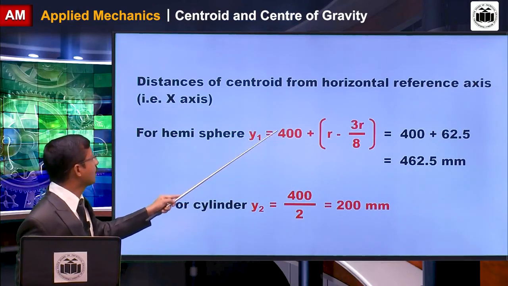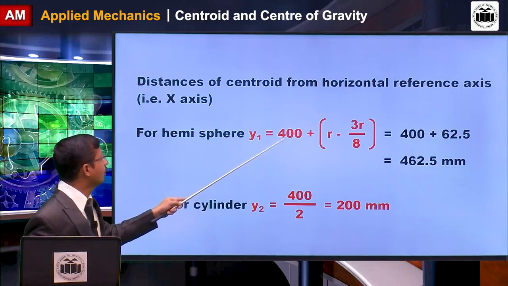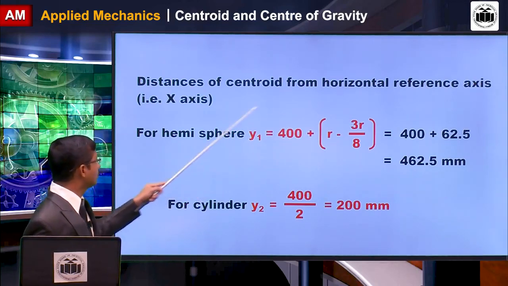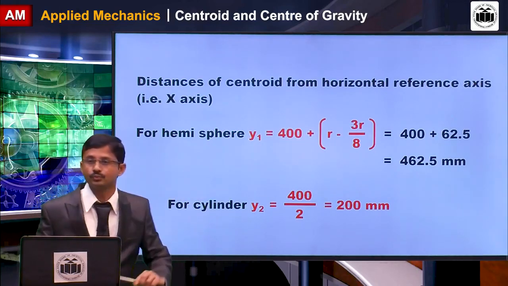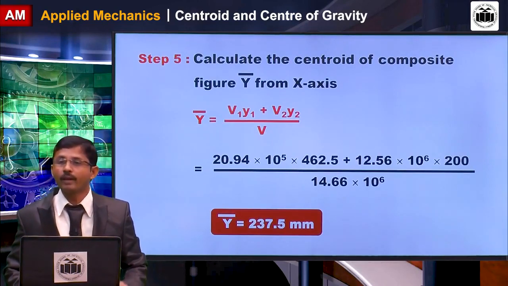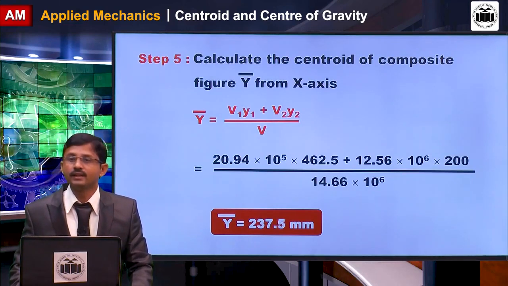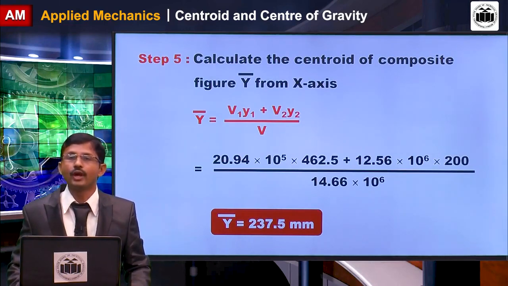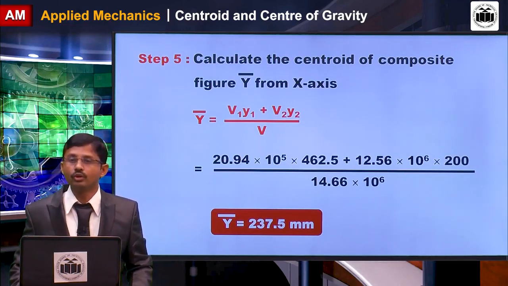So in this problem, this particular term is very important, that is 400 plus r minus 3r upon 8. Here the students make mistakes, so you have to be careful at the time of calculation of y1 and y2. After that you can calculate the y bar from the x-axis, that is (V1 y1 plus V2 y2) divided by total volume. So you will get the y bar as 237.5 mm.